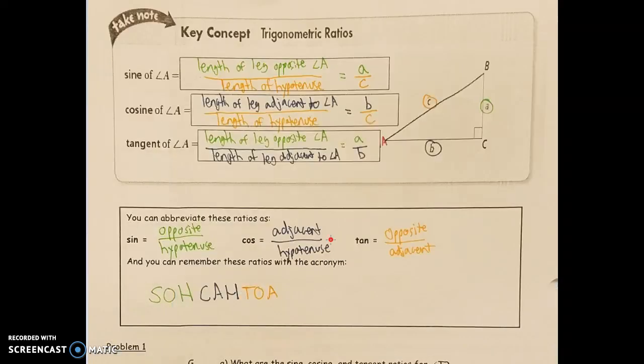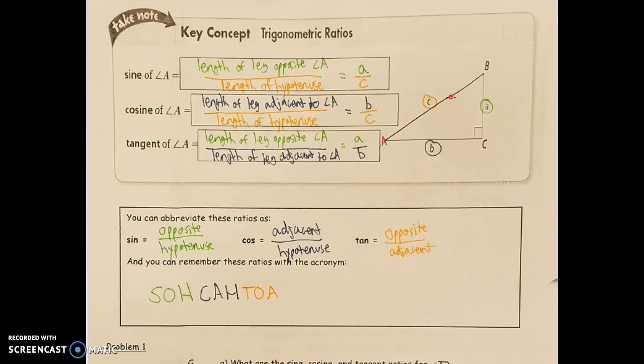Looking at those three, if I say to take the sine of an angle, so the sine of angle A, and angle A would be down here, that's going to take the ratio of two sides: the length of the leg opposite A, divided by the length of the hypotenuse. So that's the opposite over the hypotenuse length. In terms of this figure, that would be A over C, because A is opposite angle A, and C is the hypotenuse.